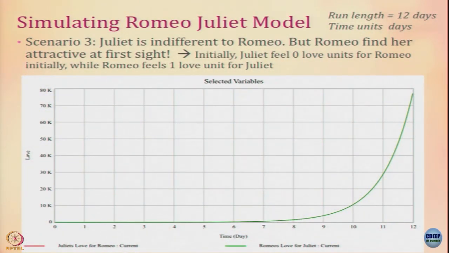Not as much as original, but still 70,000 love units is what they have, because Juliet was initially indifferent to Romeo, but Romeo feels 1 love unit for Juliet, right? Now still we can experience exponential growth as long as there is a positive feedback system, and we are going to have non-zero values, the system is going to grow exponentially. It cannot grow otherwise.